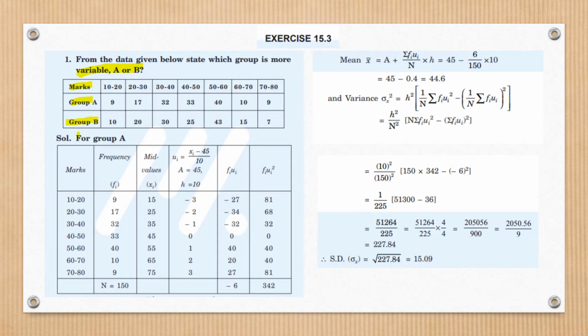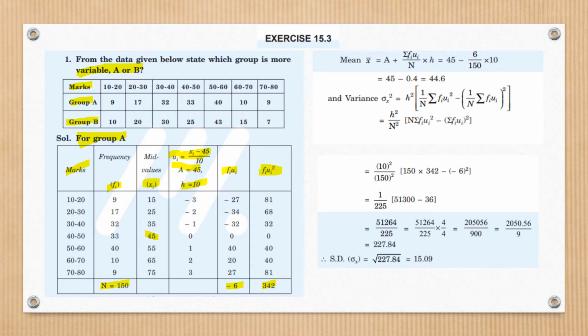Firstly I'll take group A. Marks means the class interval, then the frequencies I have taken for group A, like 9, 17, 32. The second one we will take when we discuss group B. Then the mid values xi, and then your ui, which is xi minus A upon h. A is 45 and h is 10, you can see from here. Then we'll calculate fiui and then fiui square. The corresponding sums are -6, 342 and n is 150.